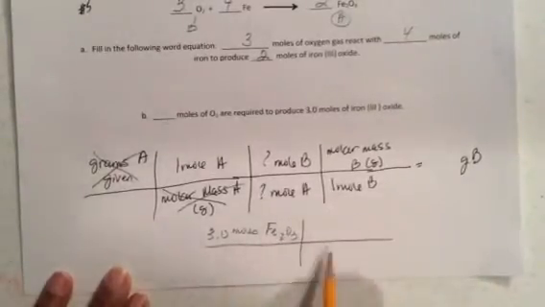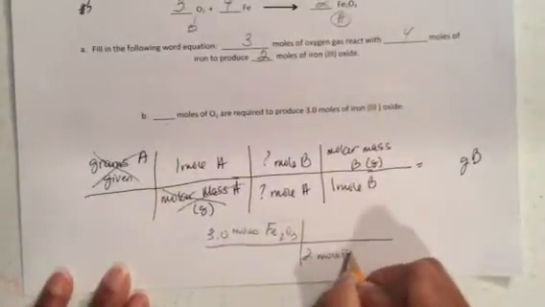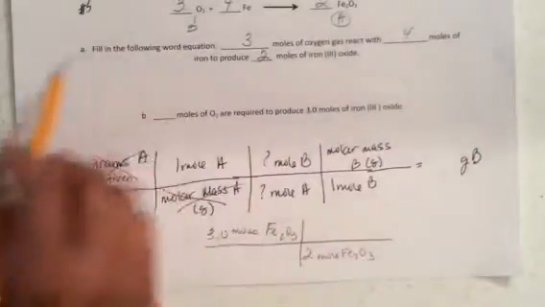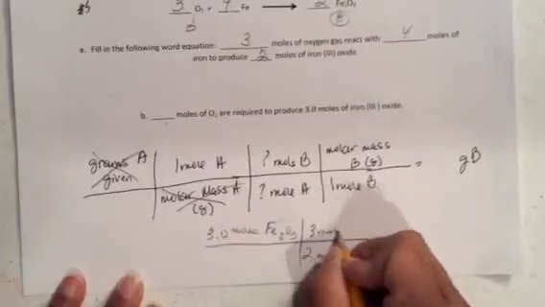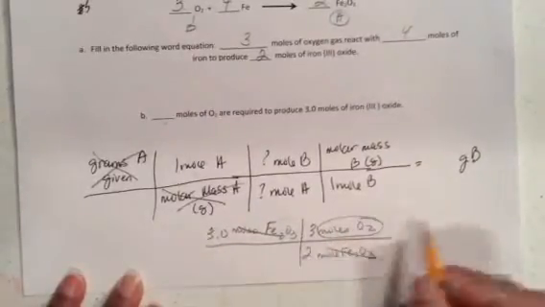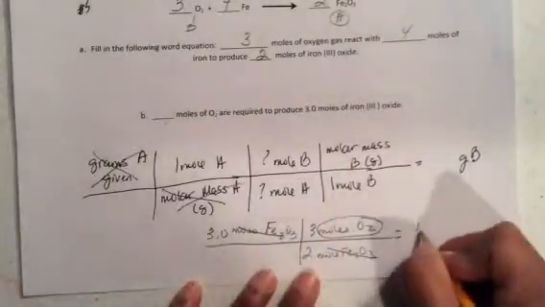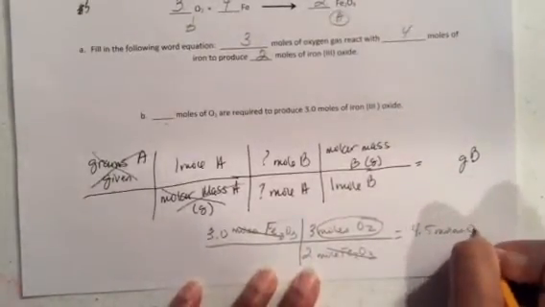All right, and now I need the mole ratio. So I have 2 moles here. I want to put that at the bottom so that it cancels out. And then at the top, I want to put what I'm looking for, which is moles of oxygen. So I'm going to put 3 moles of oxygen on the top. That cancels out, gives me the units I'm looking for. And so in this case, you're going to take 3 times 3 and divide it by 2, and you should get 4.5 moles of O2.